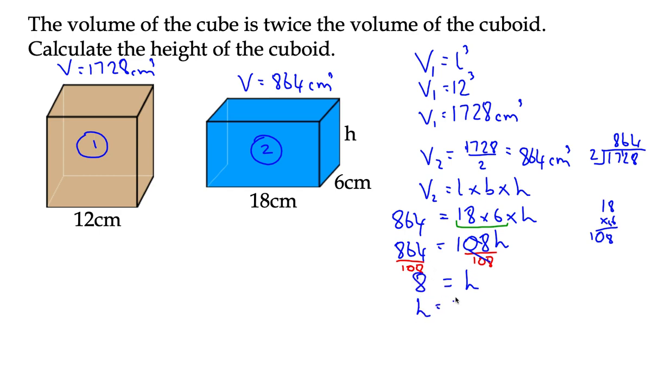And I've got the answer 8. Okay, 8 what? 8 centimeters. So calculate the height of the cuboid. We can write down in words the height of the cuboid equals 8 centimeters. Okay, so that's just combining the different skills that we've been learning in a problem solving situation. I hope that makes sense and that it's been helpful.